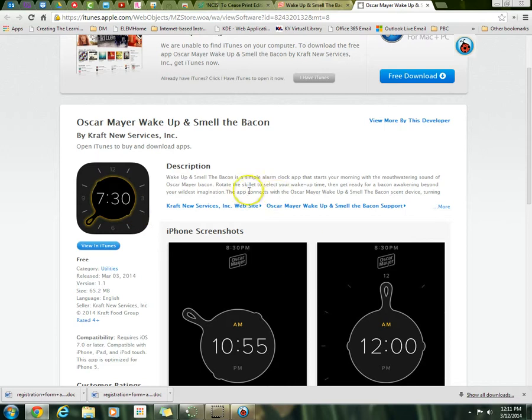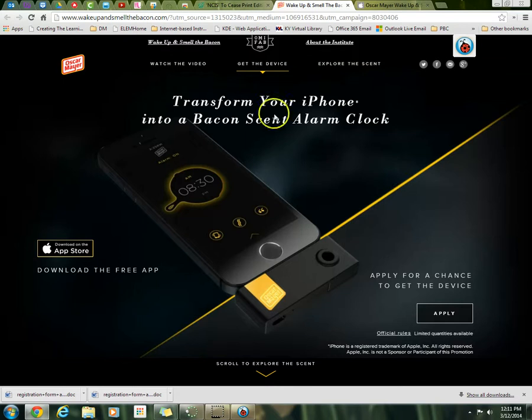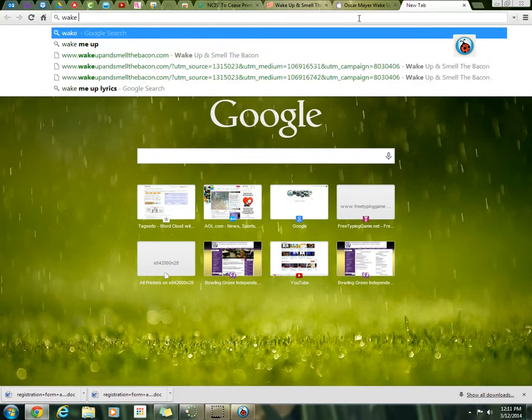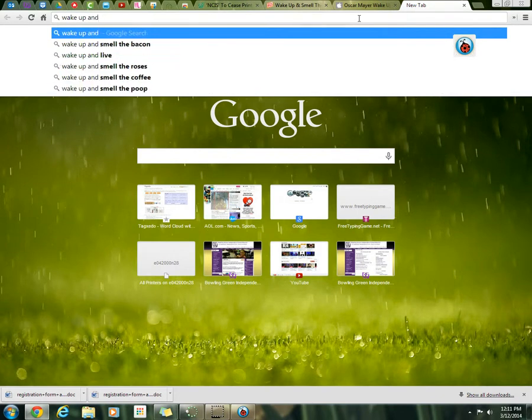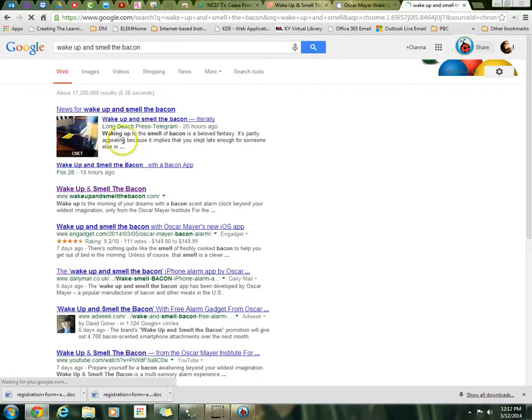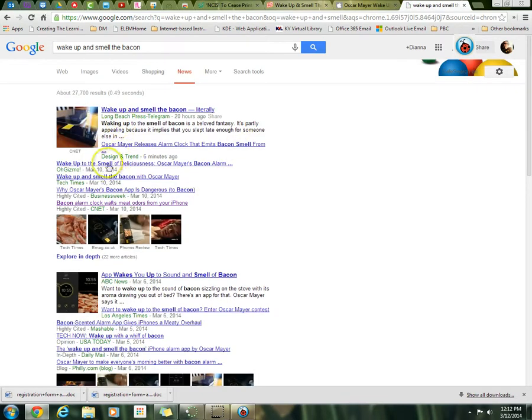This is the app, but you actually need the device to smell the bacon, and it has a whole thing about it. And if you actually Google, to try to see if it's correct, there are news articles about it, and they're on trusted sites, CNET. There's more news about it, so you can see that people are talking about it. Tech Times is a good one. Even ABC News has it on there. And then when you click on it, it does say Oscar Mayer says it.